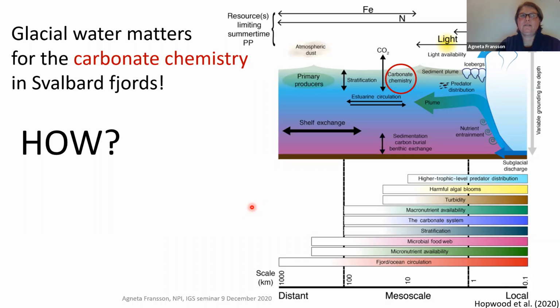Glacier water matters for the carbonate chemistry in Svalbard fjords, and this figure from Hopwood et al. in 2020 shows different processes in the fjord that affect the carbonate chemistry. So I will go through some of these processes and see how the glacier water matters for the carbonate chemistry.